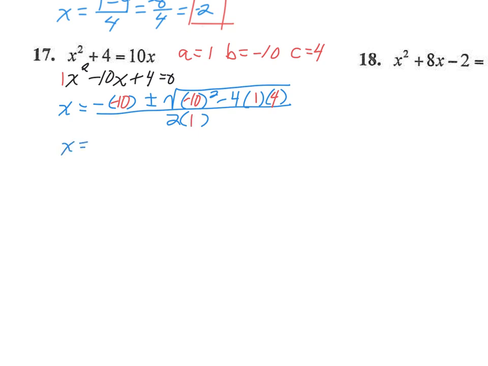So x is the opposite of negative 10, which is a positive 10, plus or minus the square root of. Here, negative 10 squared is 100. 4 times 1 times 4 is 16.